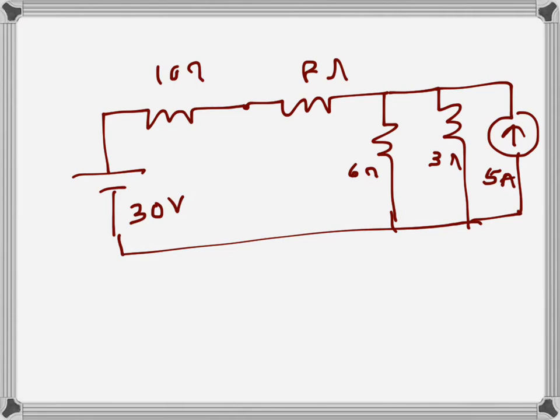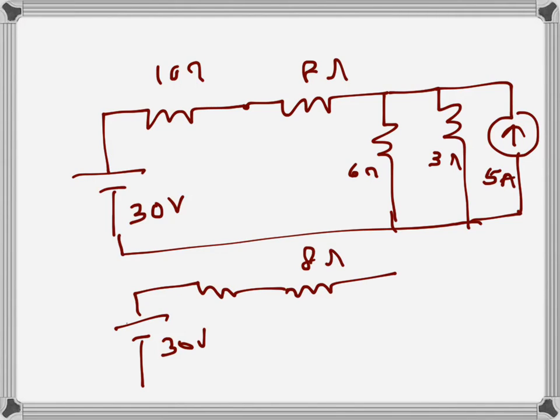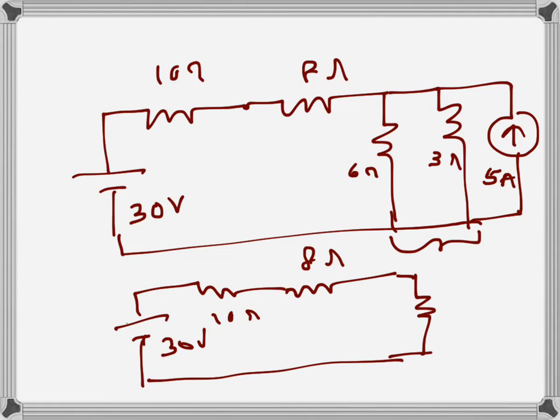We won't have to do anything here. This will remain 30 volts. This is 10 ohms, and our 8 ohms will of course remain intact. Then here we will write the parallel equivalent of that. 6 ohms and 3 ohms in parallel will be 6 times 3 divided by 6 plus 3. So that's 2 ohms. And then the current will be the same 5 amps, whatever was there.